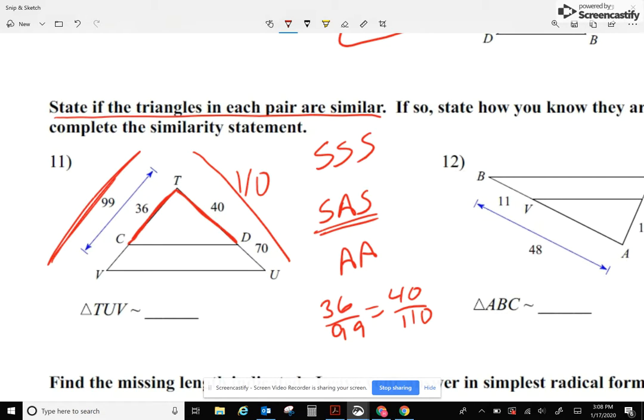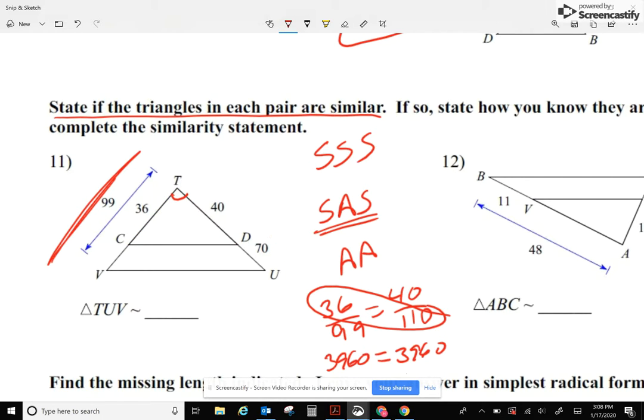Let me simplify the fractions or cross multiply. 36 times 110 is 3,960. 99 times 40 is 3,960. Angle T is used on both triangles. Sides are proportional. I have an angle, the angle in between. So TUV is similar to TDC by side, angle, side.